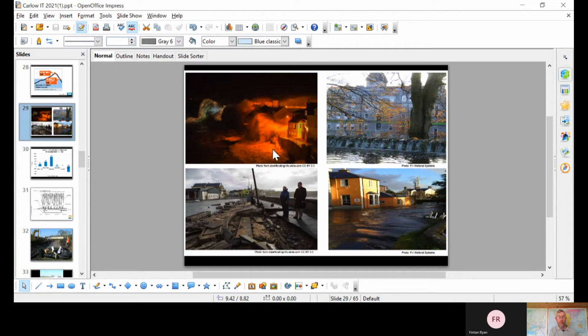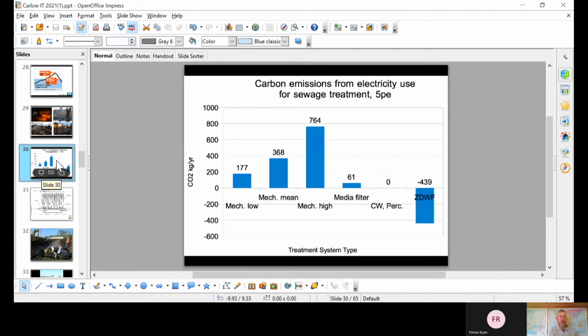Do you know, I'm living and working in Ennis now. This is home turf. We're seeing the effects of climate change right on our doorsteps. So what does that have to do with sewage treatment? How is that relevant? Well, if we use a mechanical sewage treatment system for our sewage treatment, we've got an ongoing electricity input in order to keep that system running.